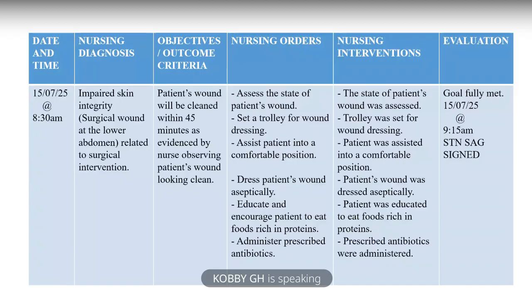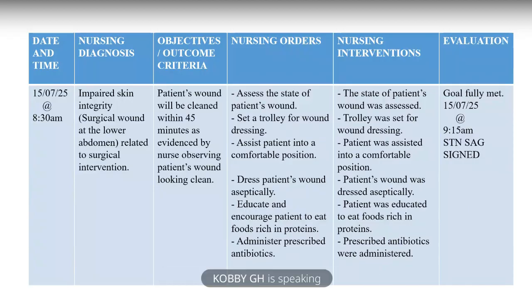Why are you going to give a potential diagnosis? Go straight and give the actual diagnosis. A patient is having a wound, don't go and diagnose risk for infection, whilst the actual diagnosis for wound is impaired skin integrity. Is that okay? So please take note of that. That one is an error. Okay, that one too is an error.